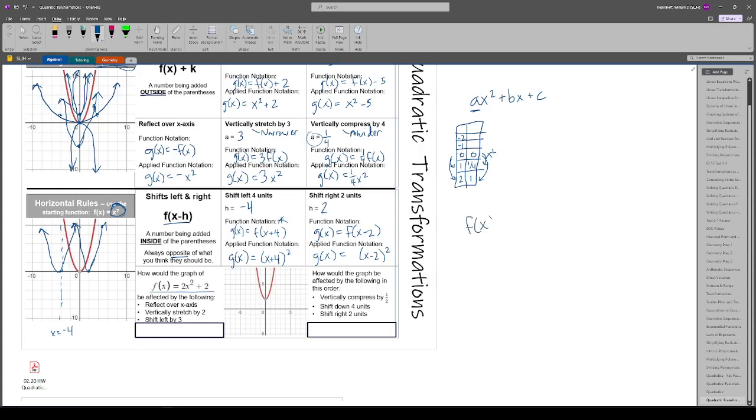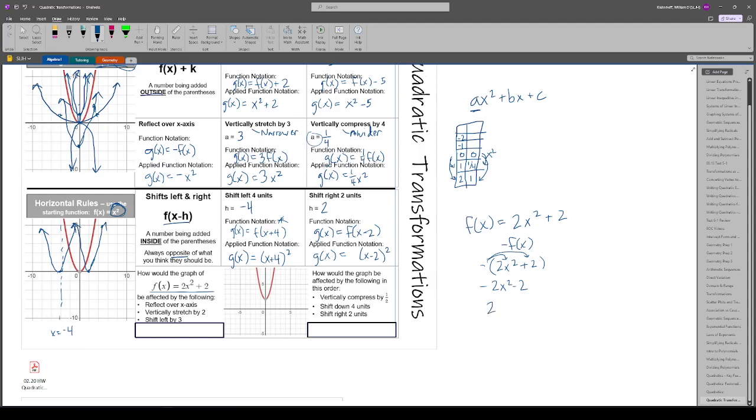We're going to start with f of x equals 2x squared plus 2. We're going to apply the rule to reflect over the x-axis, which is negative f of x. So that means we're going to do negative (2x squared plus 2). So after our first transformation, we're at negative 2x squared minus 2 because we have to distribute this negative to both terms.